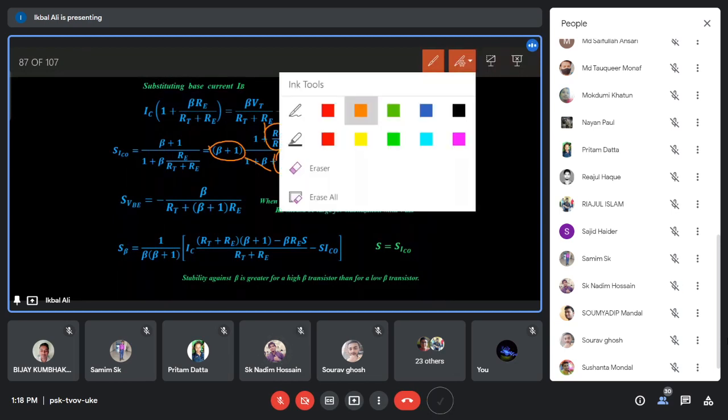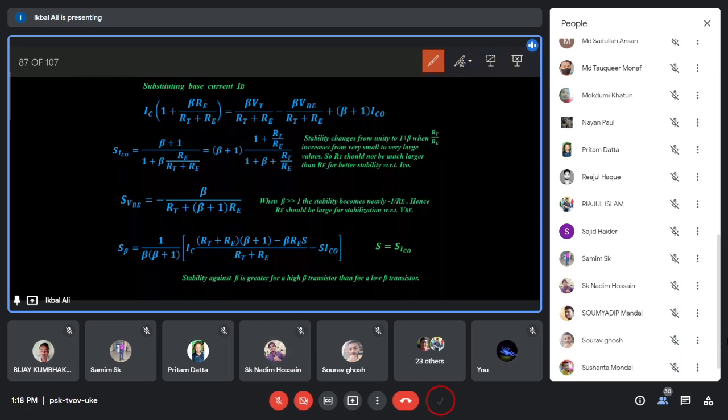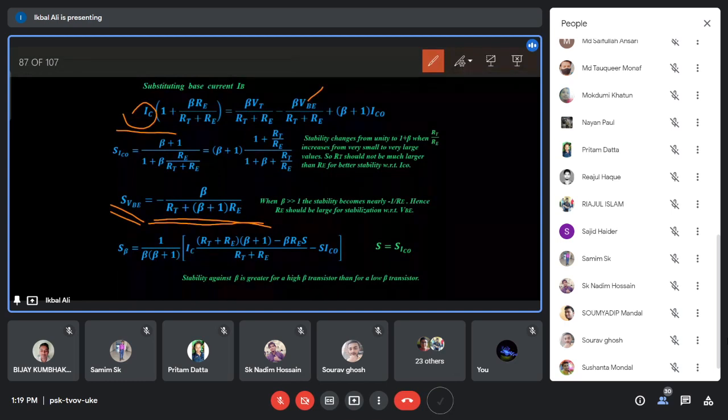ওকে। হ্যাঁ স্যার। এবার সিমিলারলি হচ্ছে এসভিবি, এই যে কালেক্টর কারেন্টের ইকুয়েশনটাকে যদি ভিবি এর সাপেক্ষে ডিফারেন্সিয়েট করো, তাহলে ডেল আইসি বাই ডেল ভিবি হচ্ছে এসভিবি, ওইটা করার পরে তোমার এই এক্সপ্রেশনটা আসবে। সেটা আমি করে দেখাচ্ছি না, এটা তোমরা পারবে, you can do it. So SVB equals minus beta by RT plus beta plus 1 into RE.